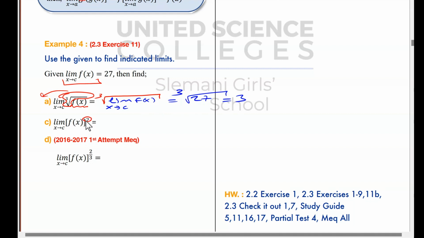Alright. Same idea here. I have a power. I use this power as a power of limits. So use this 2, the power, as the power of the limit. It becomes limit as x approaches c of f of x. So now the limit is simple, just like the given limits, whose value is 27. So it becomes 27 squared now, which will be 729. All right.